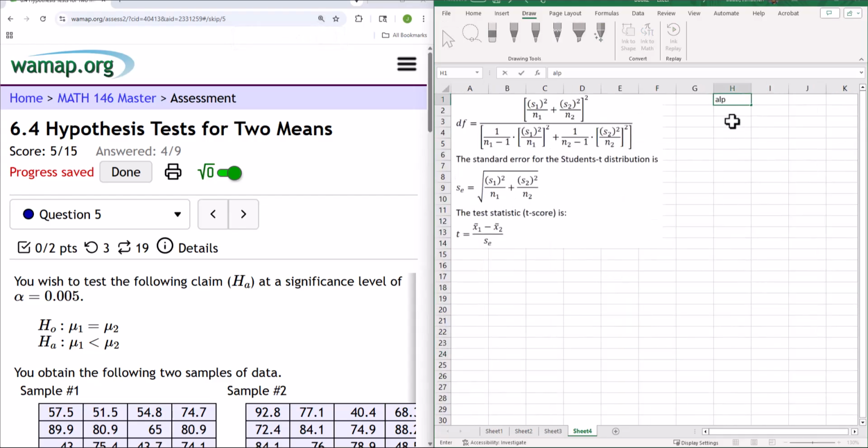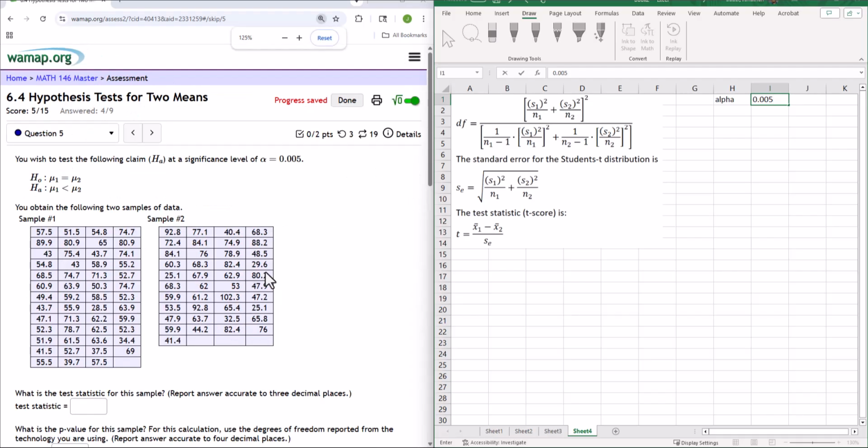Alpha, I think I said 0.001, but I think there was a 5 there. Yeah, here it is. Okay, we've got mu sub 1 is equal to mu sub 2, and the alternate hypothesis that mu sub 1 is less than mu sub 2, so this is a left-tailed test.